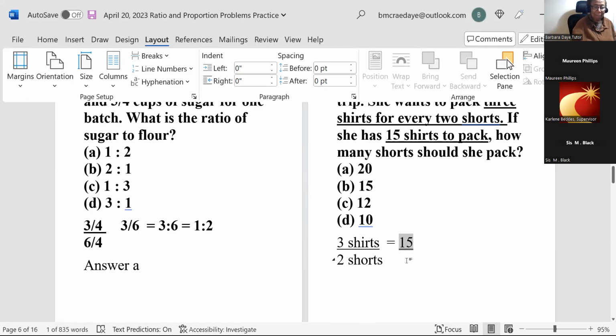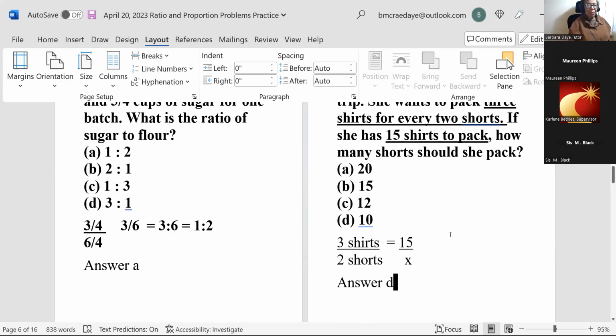And that's your unknown shorts. It's X. What did you get, Maureen? 10. And that's the answer. Is that what you got, Mercedes? Yes, 10. 2 fives is 10. Answer D. 2 times 15 is 30, and 30 divided by 3 is 10.